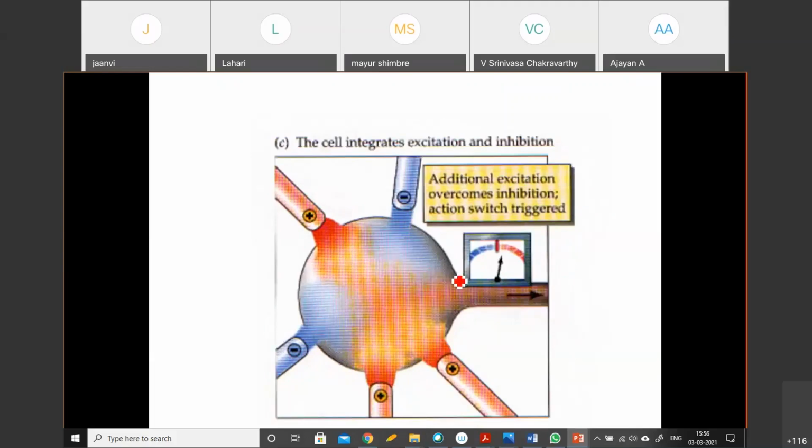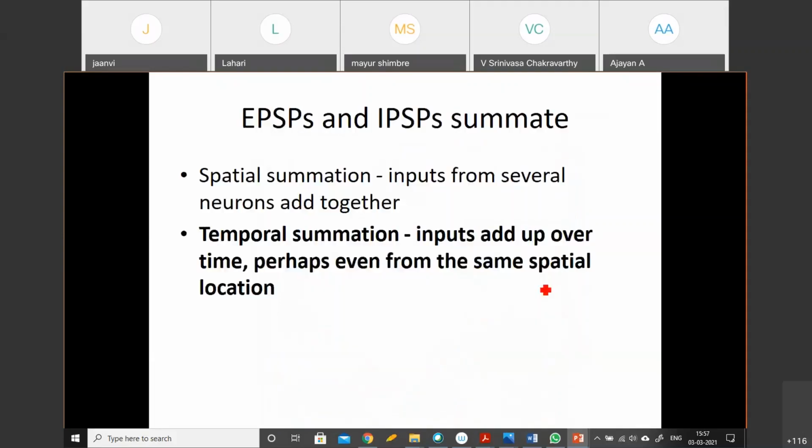So basically, a cell has to combine all its inputs, both excitatory and inhibitory. And if the net effect of that combination is still a sufficiently positive value, then the neuron gets excited. The threshold is crossed, and that is when this sudden signal is generated.